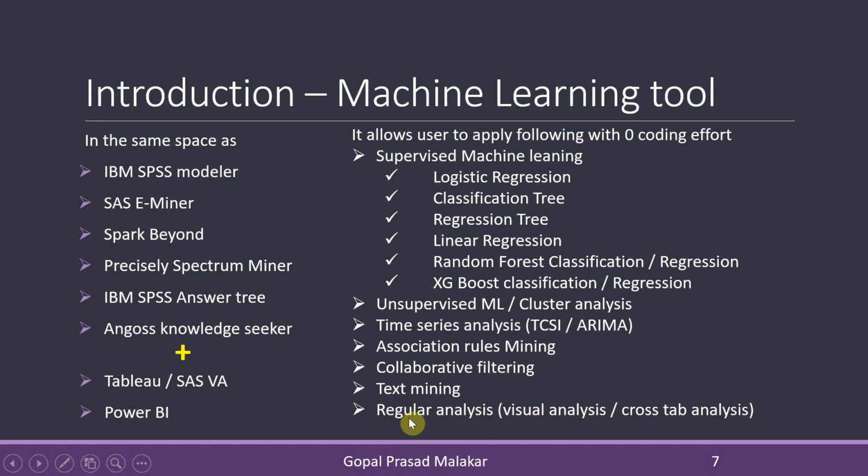But one difference is that the moment the user selects regular analysis, it relaxes some of the cutoffs, due to which people can select even variables which have 10,000 distinct values. Otherwise, for modeling, it will not allow the user to select something which has more than 50 distinct values, because it knows that the moment it has more than 50 distinct values, it will lead to a lot of overfitting.